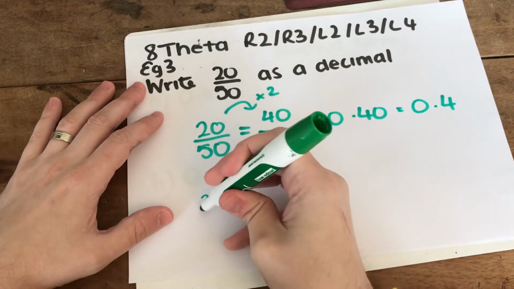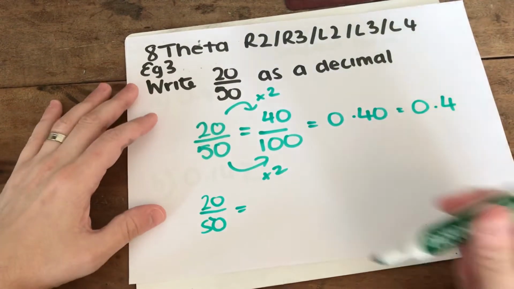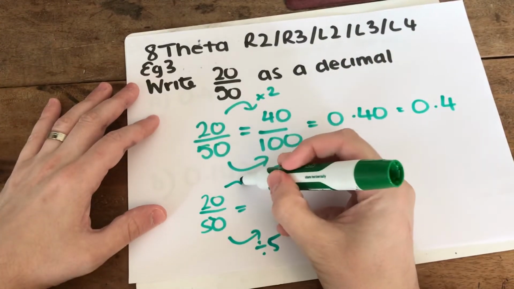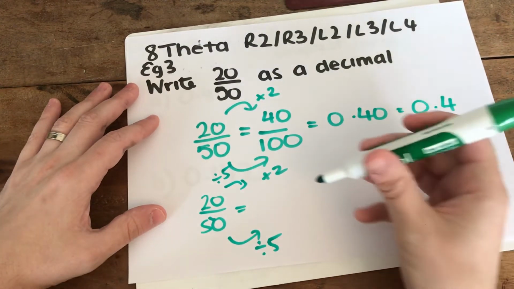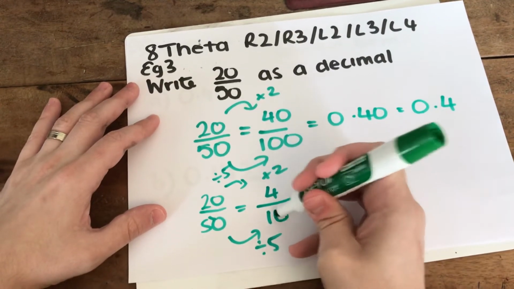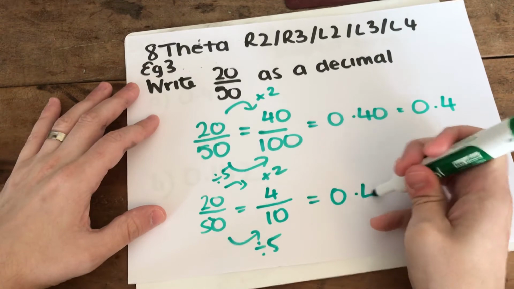The other way we could do it, if we have a look at 20 over 50, is we can divide the bottom by 5. And if we divide the top by 5, the numerator by 5, what you get is 4 out of 10. And again, 4/10 is 0.4.